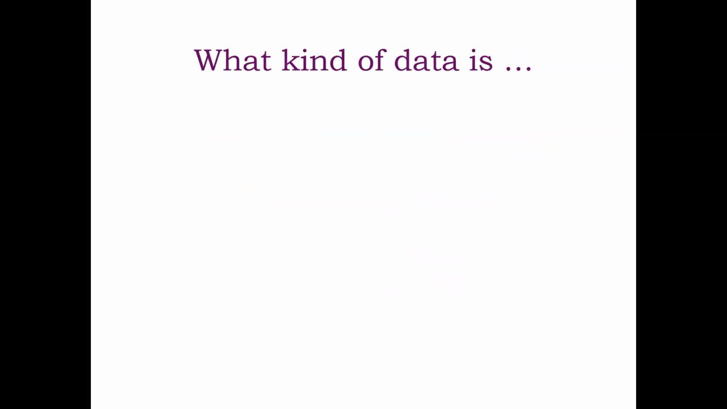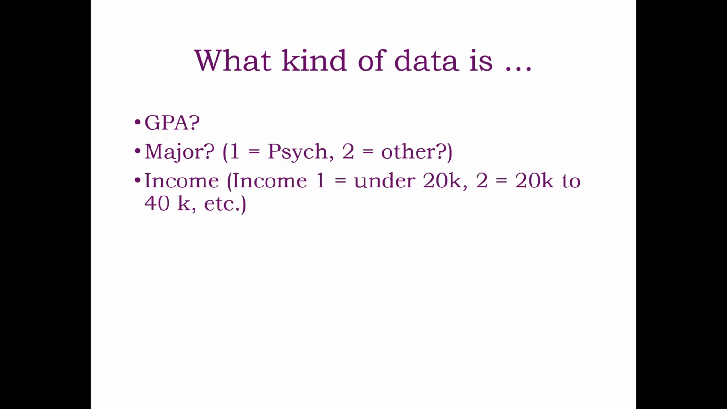So going back to our survey, what kind of data is GPA, right? So GPA, you can have a 0. Okay, it's interval ratio. You can have a 0 as a ratio if you can have a true 0. Major, one psych, 2 other. That's nominal. Income, coded 1 equals under 20K, 2 equals 20, and so forth. This is ordinal. Weight, okay.